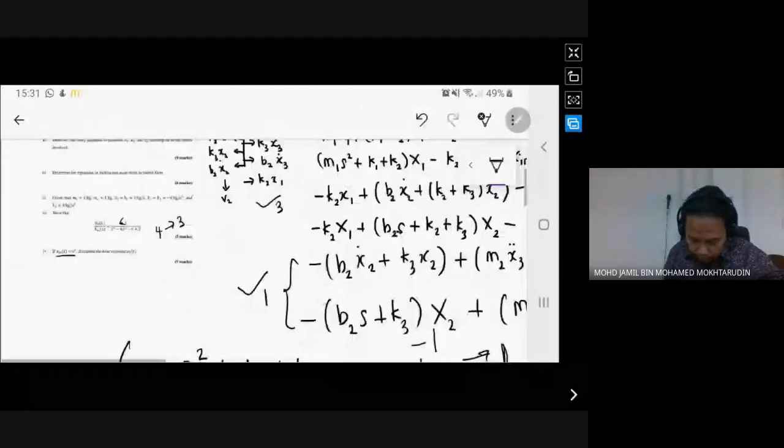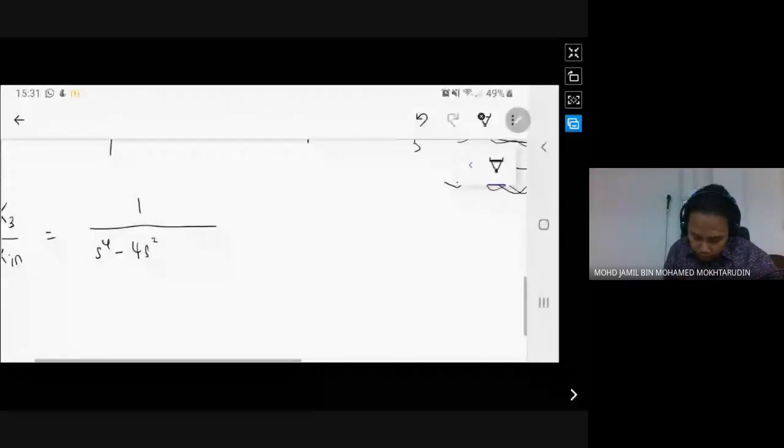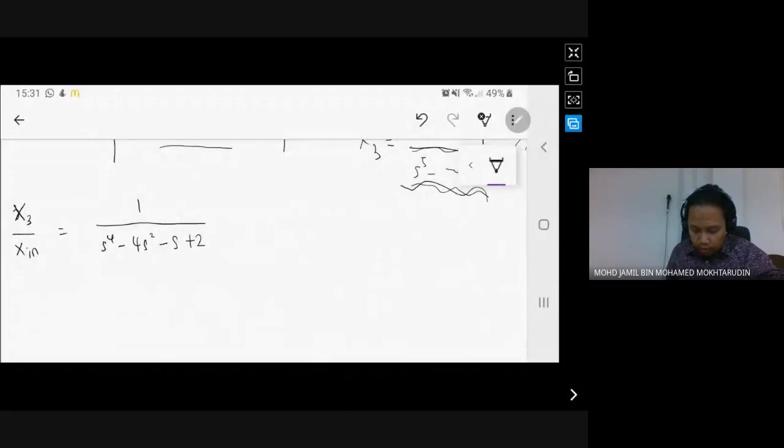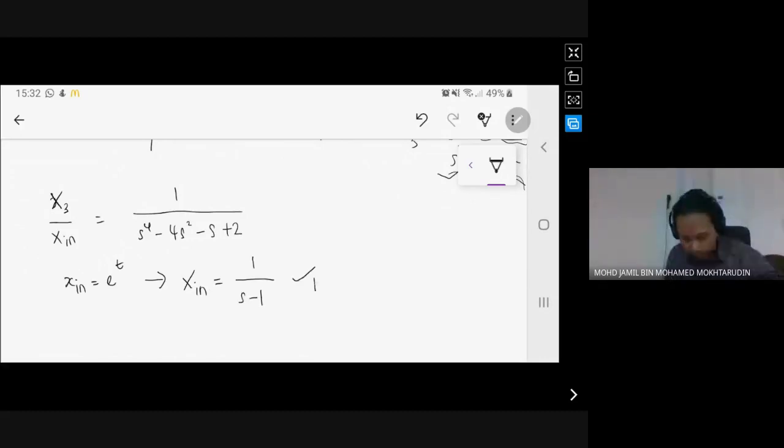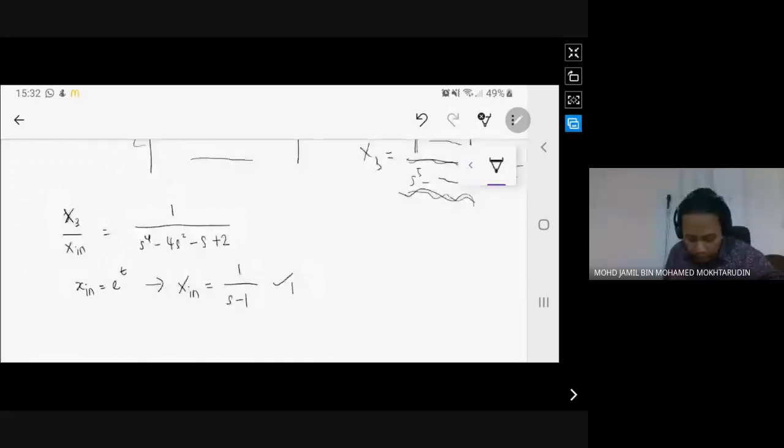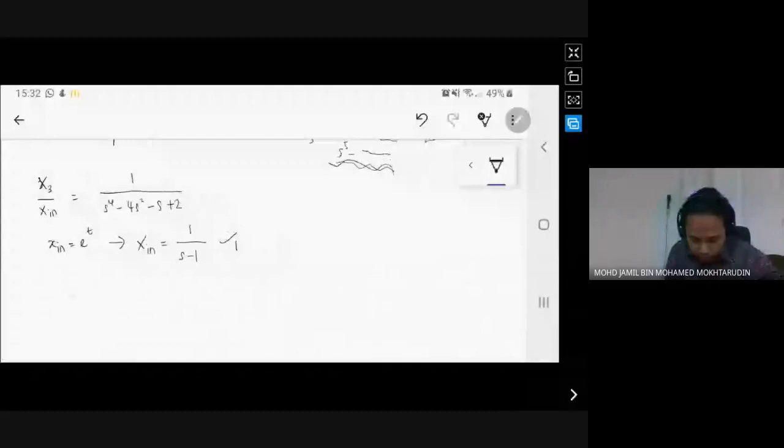4S square minus S plus 2. Okay, so the first step is you are given x in equals e power of t. So you need to convert in terms of frequency. So X in equals 1 over S minus 1. If you write this, you get 1 mark. And then you write X3 equals 1 over S minus 1 times S power 4 minus 4S square minus S plus 2.